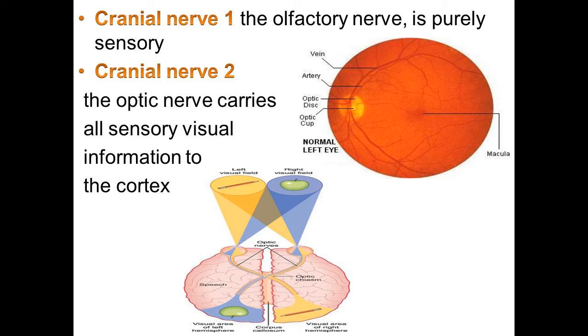Cranial nerve 2, the optic nerve, carries all sensory visual information to the cortex. The first step in examining cranial nerve 2 is to determine the visual acuity of each eye. Good. I'm going to get you to cover one eye. This can be done with a wall-mounted Snellen chart or with a handheld card. Okay. Now, can you read the bottom letters? There are also age-appropriate charts with pictures for younger children. Excellent. If the child wears corrective lenses, they should wear them during the visual acuity testing.